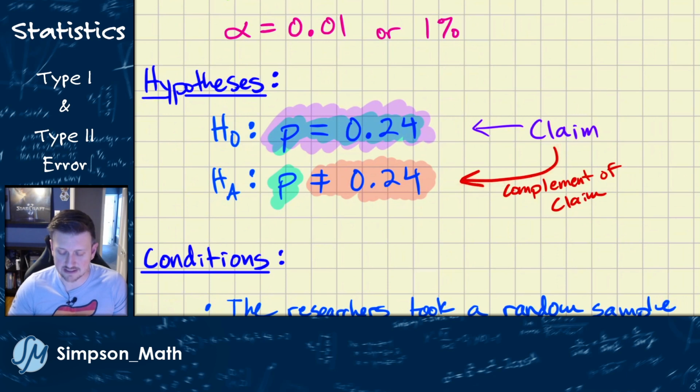So in this case, since I'm claiming that this is a number, it is exactly 24%. The complement is, well, it's just not 24%.